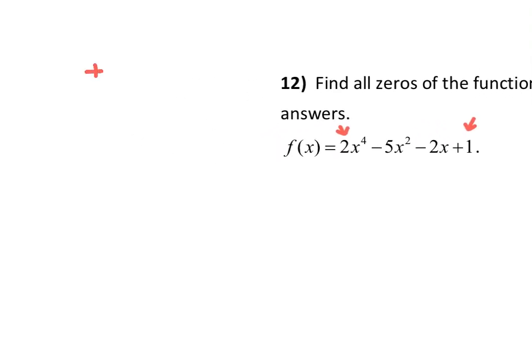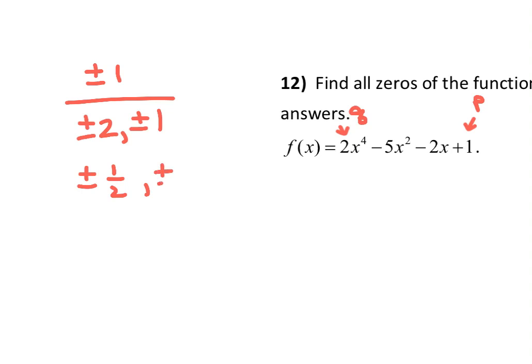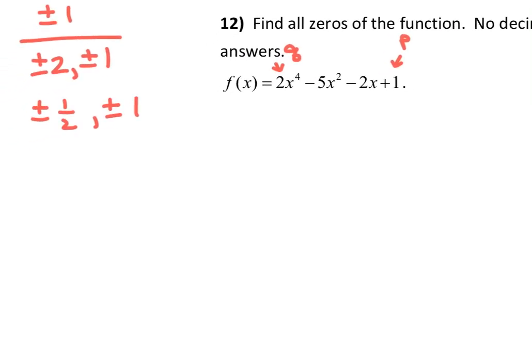I've either got, this is P and this is Q, plus or minus 1 over plus or minus 2 plus or minus 1. And so it could be plus or minus 1/2 or plus or minus 1. And that's it. Those are my only 4 possibilities. But when I look at the graph of this, I see that I have a double root. And that double root is at -1. A double root means that it's a 0 or a root that happens twice. And so I'm actually going to divide by -1 twice.